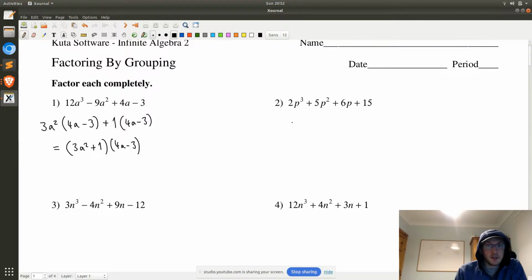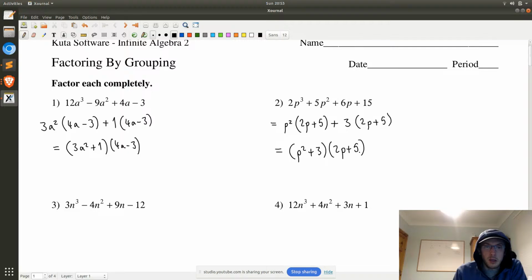And I must check it after the first two, just to see if I'm actually understanding any of this at all. Okay, so for this one here, I believe you can factor out p squared to get 2p add 5 there. And for the last two, you can factor out 3 to get 2p add 5. And then all together, that becomes p squared add 3 times 2p add 5. Now, was that correct? Yes, it was. Okay, wonderful.